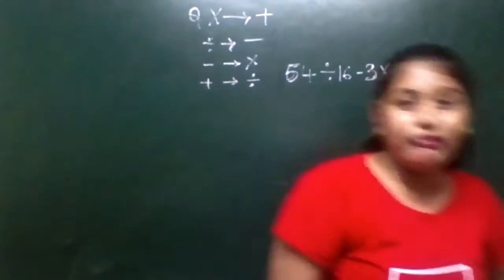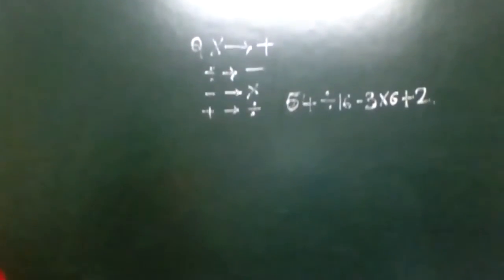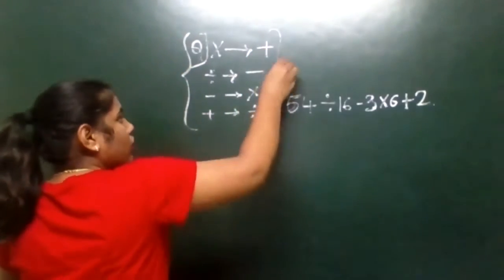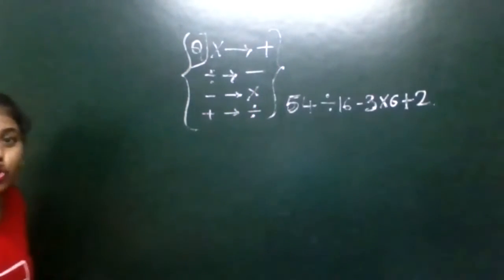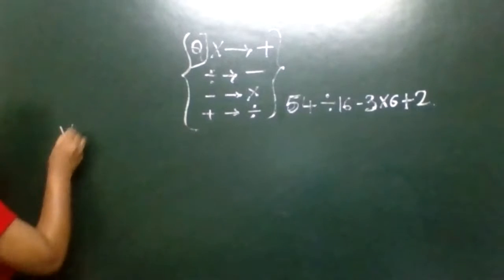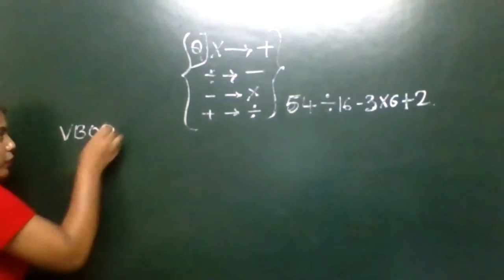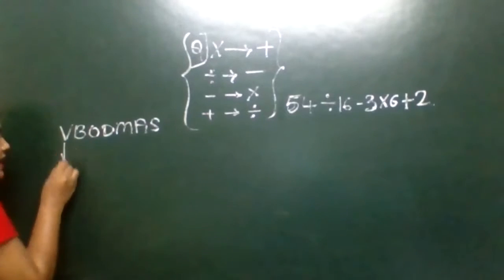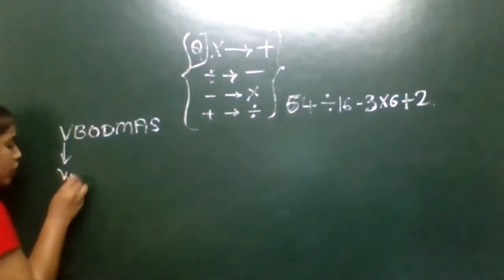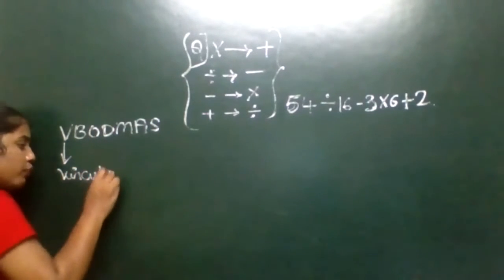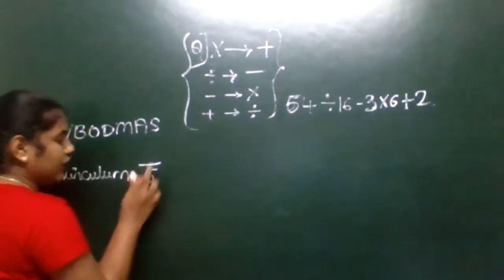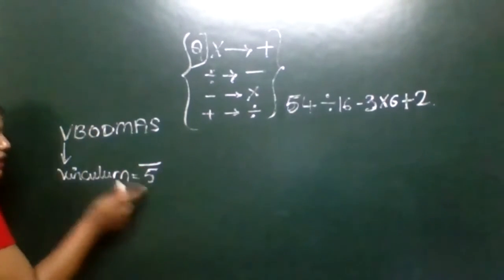Okay, students, everyone listen to me. So, this is the question. This is what they will give you. So, what is BODMAS now? See, B stands for vinculum. What is vinculum? Any bar. Let's see, a bar over numbers. This is called vinculum.